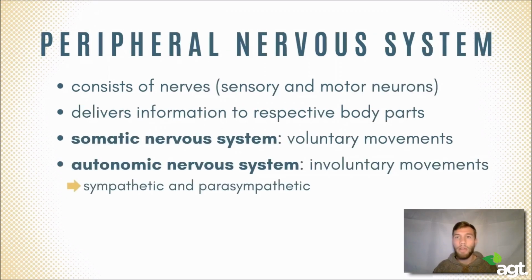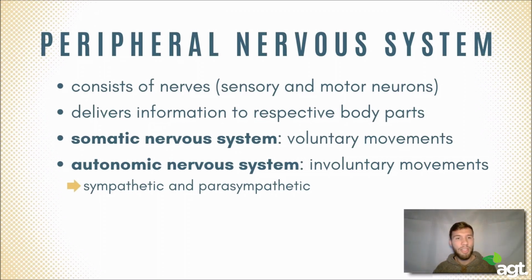As mentioned, the peripheral nervous system consists of nerves or neurons that reach down from the spinal cord. There are sensory neurons that inform about the senses, like seeing, hearing, or touching. And there are motor neurons that coordinate the muscles and also help us to move in general or to breathe. All the information from the central nervous system gets delivered to the respective body parts within the peripheral nervous system.